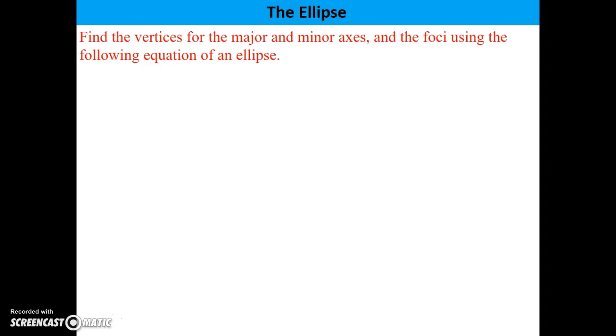So here it says find the vertices for the major and minor axes and the foci using the following equation of an ellipse. So it's not in standard form. That's step number 1. So we know it needs to be set equal to 1. We're going to divide through by 36. So here it is in standard form.